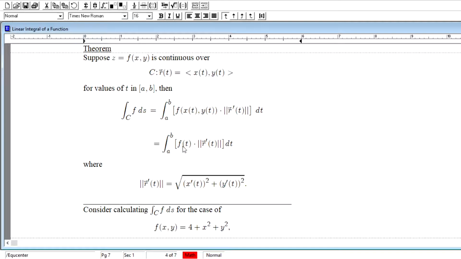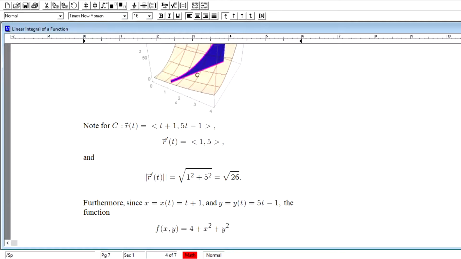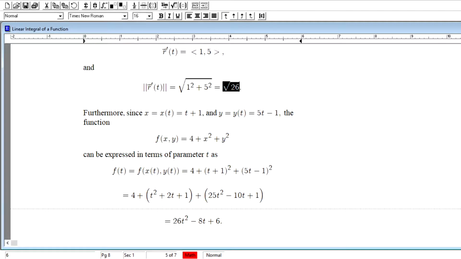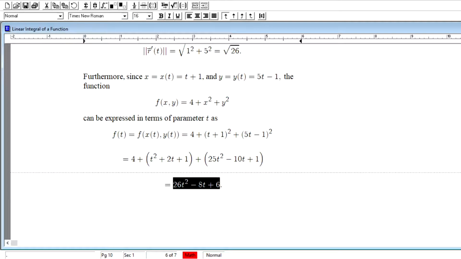We are just going to be integrating what is now function f expressed in terms of t times the magnitude of r bar prime of t, and integrating that across these bounds of t from a to b. We have prepared that magnitude to be the square root of 26. We have prepared that function f of t to be 26t squared minus 8t plus 26.